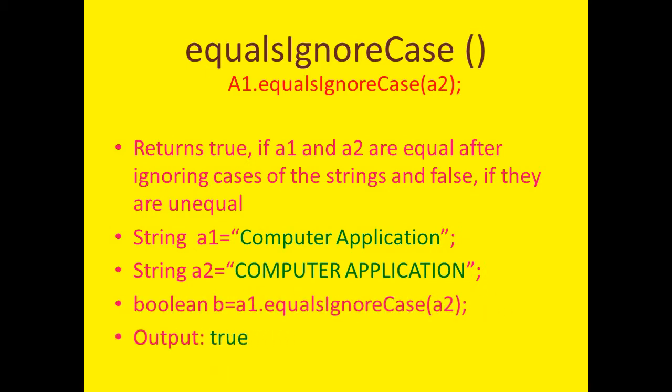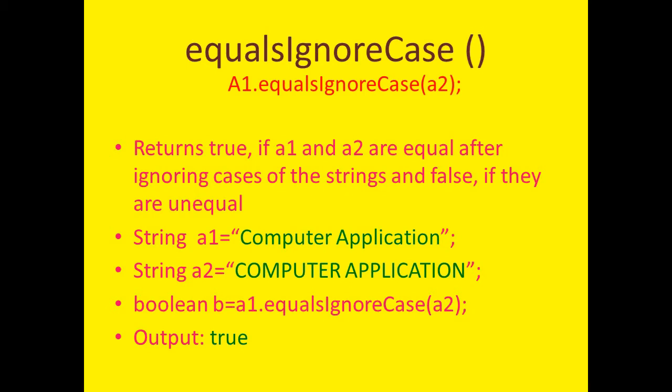Next function, the equalsIgnoreCase function. What's the use of this function? This function is also used to compare two strings to check whether both are identical or not after ignoring the case. That means it will not consider the cases of the letters. Corresponding upper and lower case characters are treated to be the same. It also returns a boolean value, true or false.